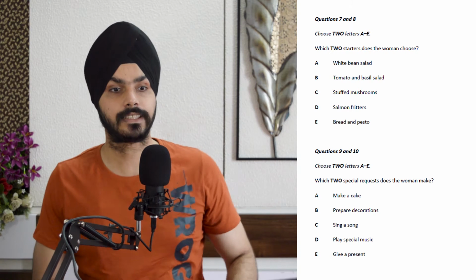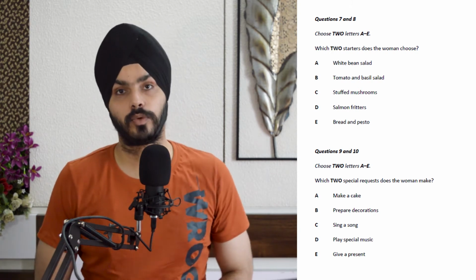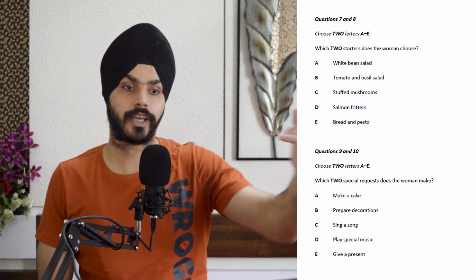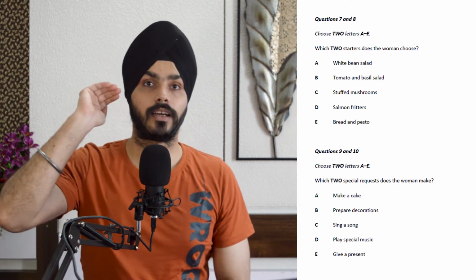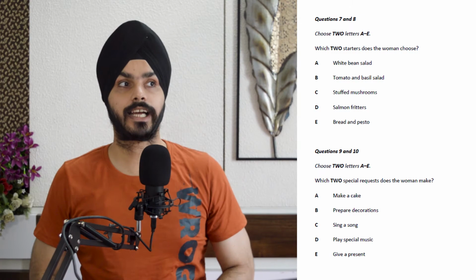So in this situation, it says which 2 starters does a woman choose? So from option A to E, you have to choose 2 correct ones again. And one of the ways in which they try to confuse you is by rotating the information in the recording. So what do I mean by that?